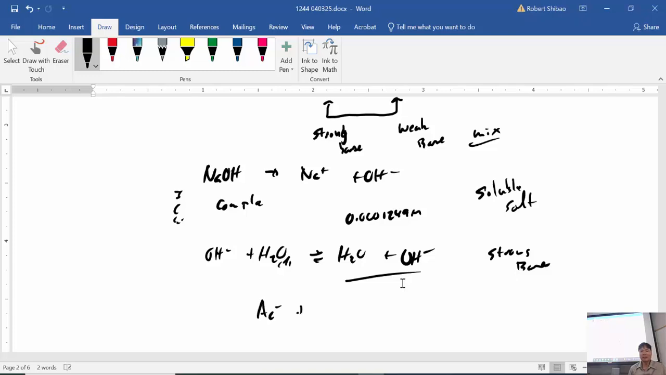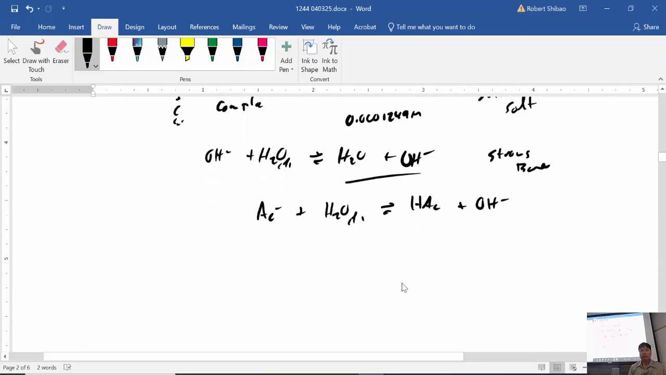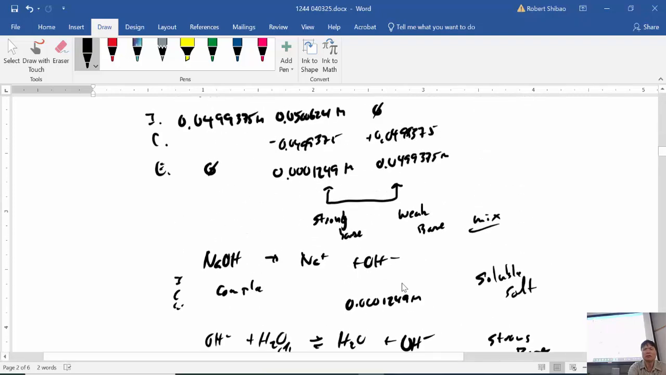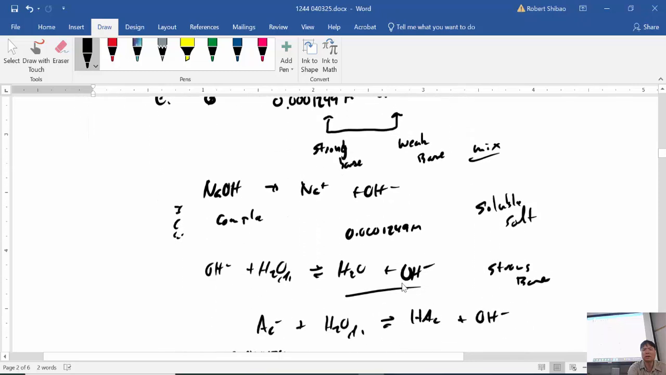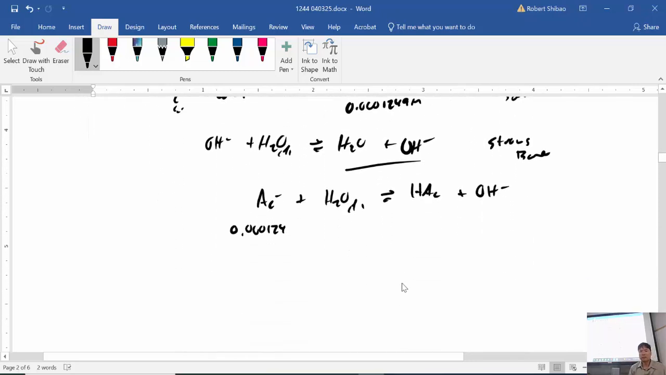The weak base is acetate and water. This forms acetic acid and hydroxide. The hydroxide is going to change the pH. So the acetate we have is 0.0001249. Or no, is that the hydroxide? Actually, yeah, that's the hydroxide, sorry. Hydroxide is, so we have common ion. Hydroxide 0.0001249 molar.